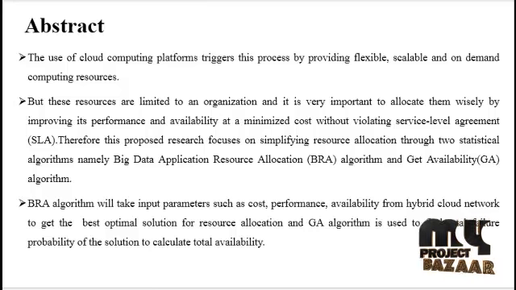Therefore, this research focuses on simplifying resource allocation through two statistical algorithms, namely the Big Data application Resource allocation BRE algorithm and the Get Availability G algorithm. The BRE algorithm takes input parameters such as cost and performance availability for this hybrid cloud network to get the best optimal solution for resource allocation, and the G algorithm is used to find the total failure probabilities of this solution, called the total availability.